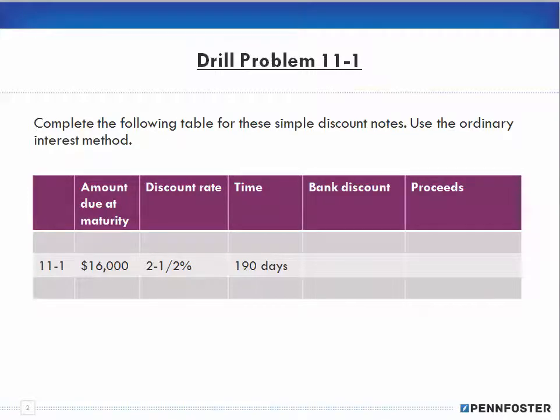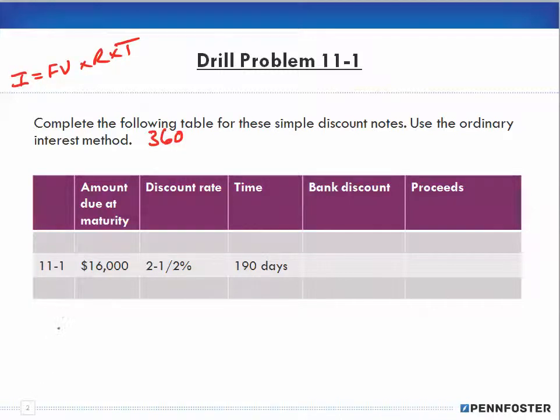And my pen. And so problem 11-1. Complete the following table for the simple discount notes. Use the ordinary interest method. Remember, that's 360 days for the ordinary interest. So we have an amount due at maturity of 16,000. The discount rate is 2.5 and the time is 90 days. So recall the formula: interest is equal to principal or face value this time times rate times time.